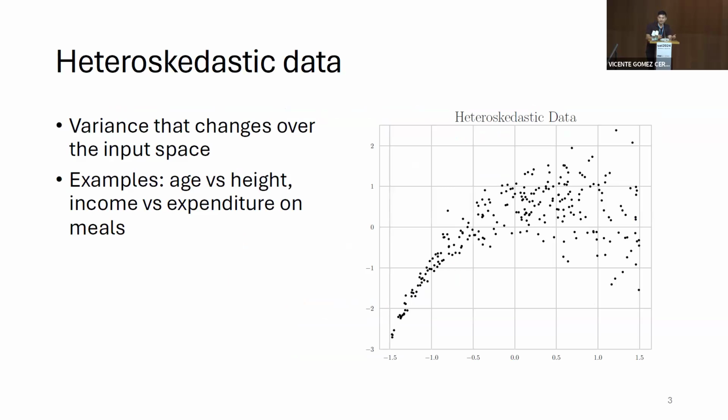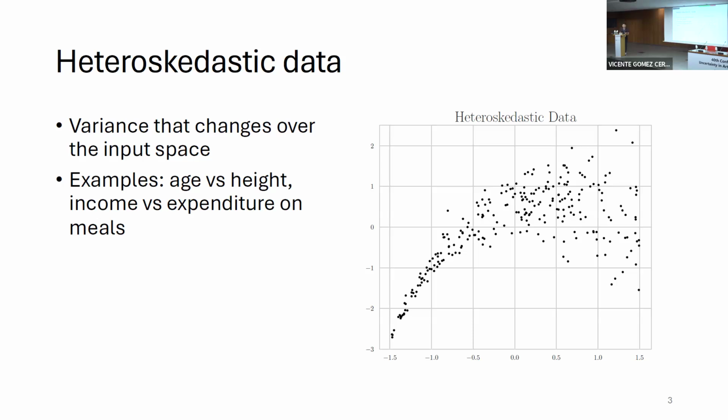So nicely building off the previous talk, heteroscedastic data is just data where we have noise that is varying across the input space. Here we have an example. This comes up in many real world data applications. You could think of some simple examples, like plotting age versus height in the population, or income against expenditure on meals. Now, if we want to model this data, because we can see that there are differences in the amount of noise in it, we should be accounting for that.